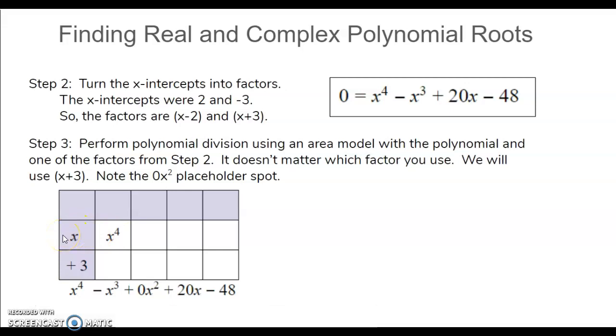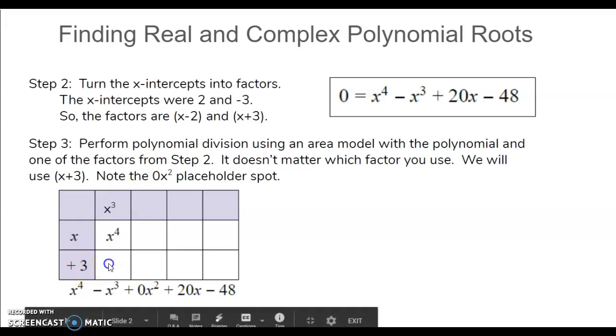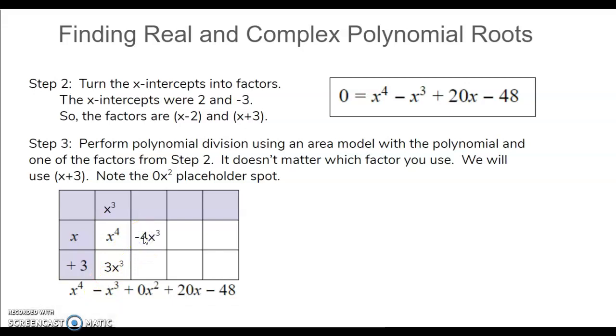So something times x on the left side times the object on the top should equal x to the 4th. So there's my x cubed. Take it times 3, I get 3x cubed. But we wanted negative 1. So something plus 3 is negative 1. So here's my negative 4x cubed.